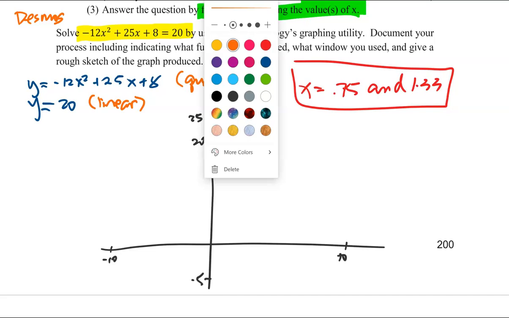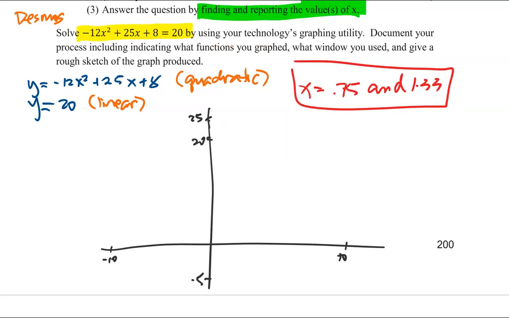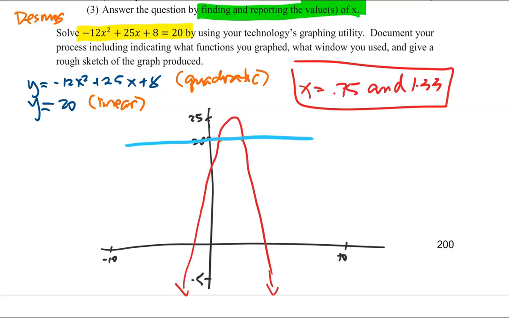And so the points of intersection at 0.75 and 1.33, let's say here and here. The rough sketch of the graph: we have the parabola, the quadratic, and the linear, and they intersect here. That is when x is 0.75 and 1.33.